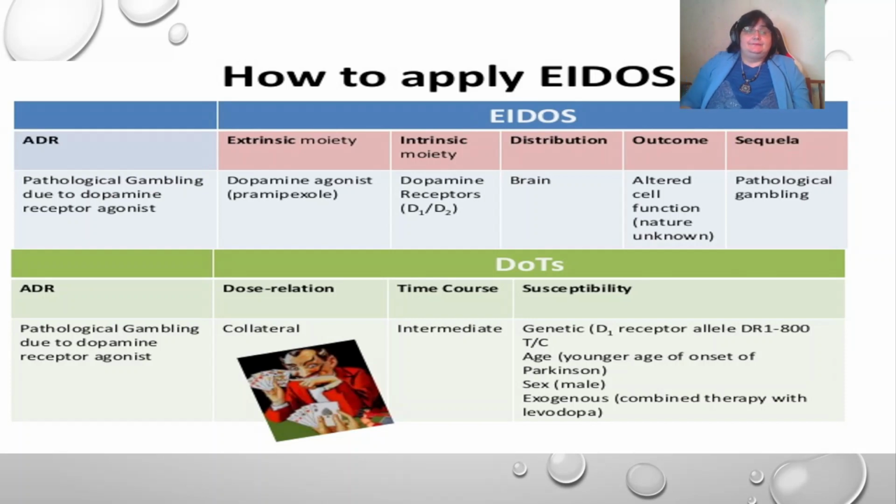For example, the DoTS classification of pathological gambling due to dopamine receptor agonism. Dose relation: collateral. Time course: intermediate. Susceptibility: genetic D1 receptor allele, age younger, Parkinson's disease, sex male, exogenous combined therapy with levodopa.